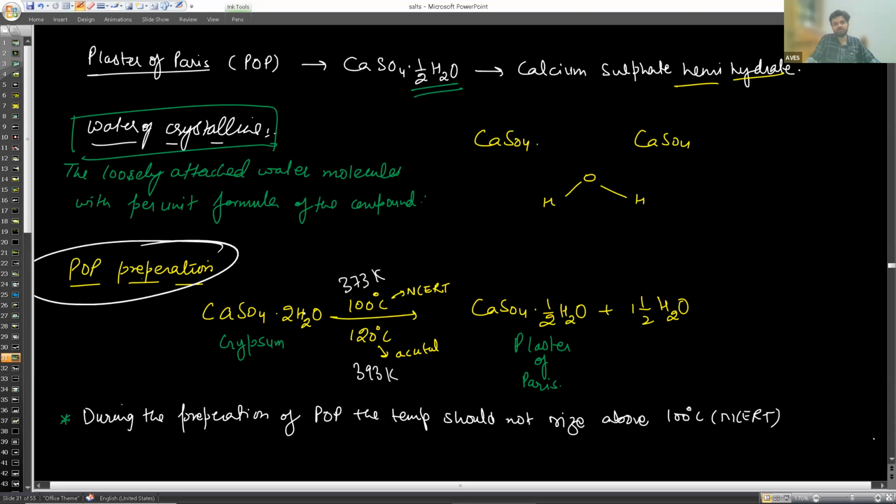It can be prepared when we have calcium sulfate dot 2H2O, and then you start heating it, and it will give you this one.